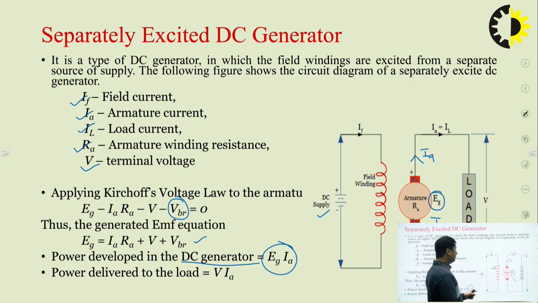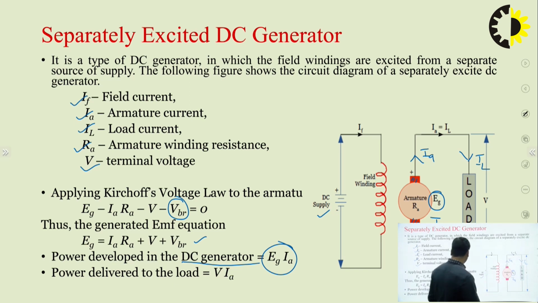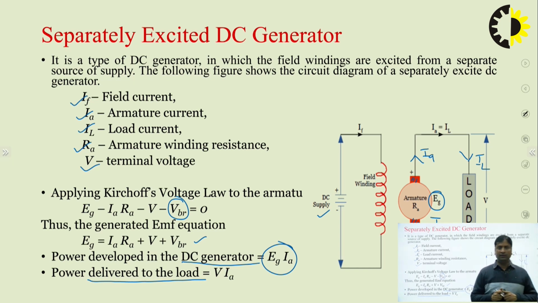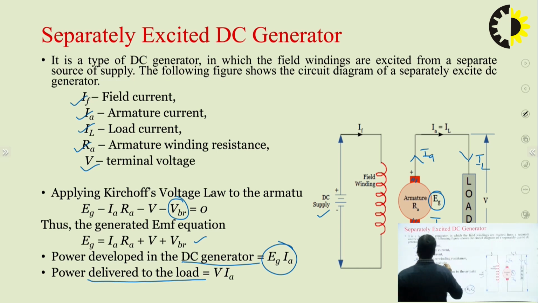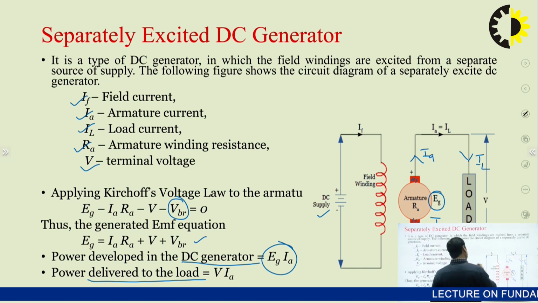And how much power is delivered to the load? The load has some voltage V, and IL is the current, which is called the load current. Since here IL is equal to IA, this is equal to V into IA or IL. So this is the power delivered to the load. In a separately excited DC generator, it is very important that the field winding is excited from a separate DC supply.